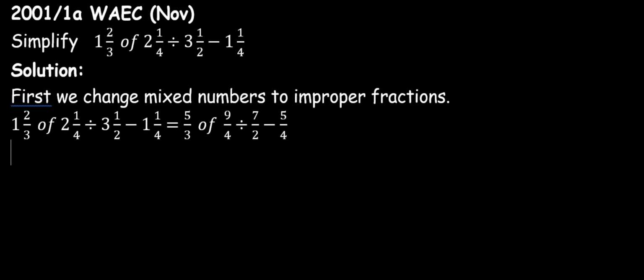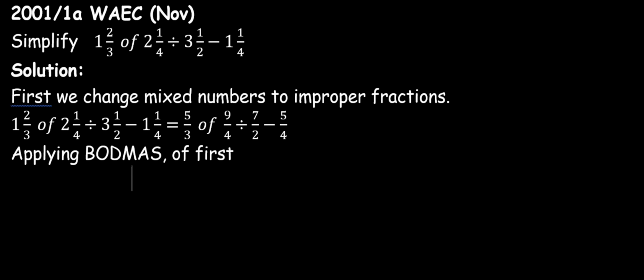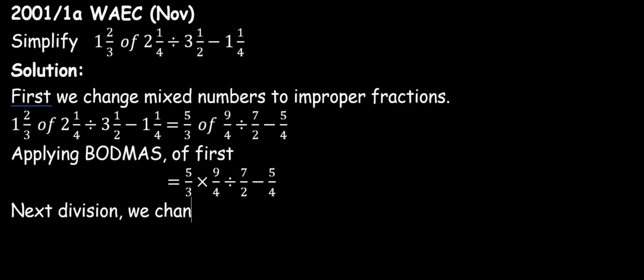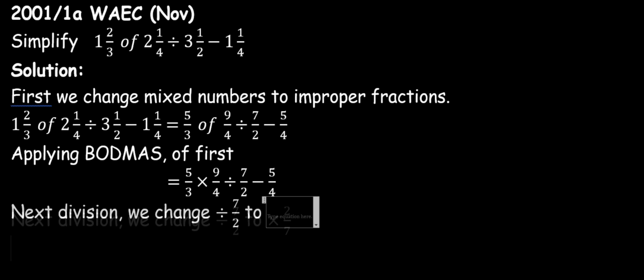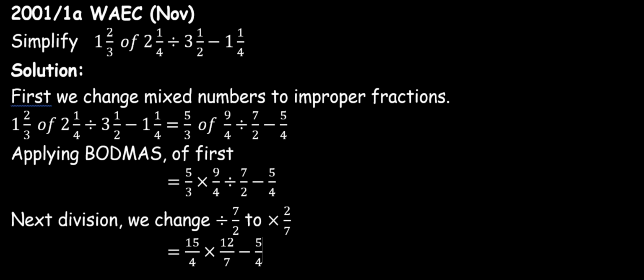Then we apply BODMAS rule of first. So we are treating the case of which is multiplication. So we have 5 over 3 times 9 over 4 divided by 7 over 2 minus 5 over 4. Next, we can decide to cancel out or leave it like that to continue. The next, division. We change divided by 7 over 2 to times 2 over 7. Our result will be 15 over 4 times 2 over 7.